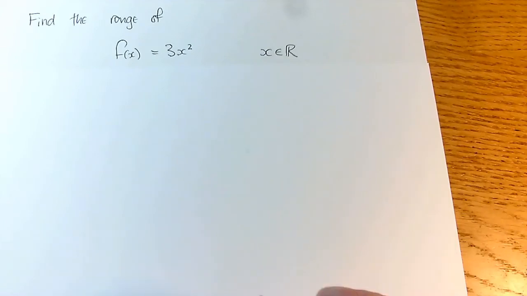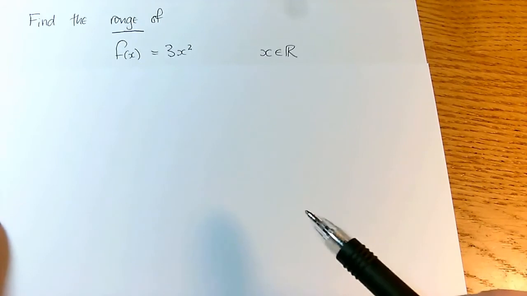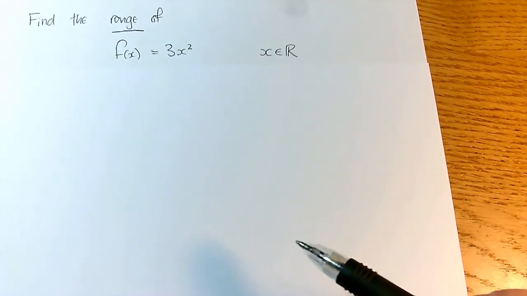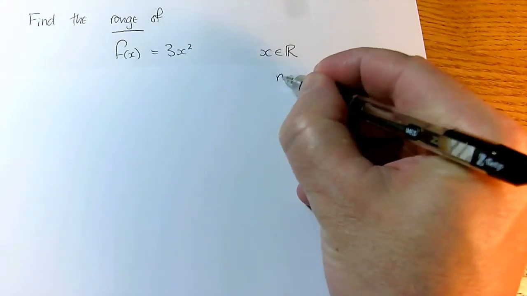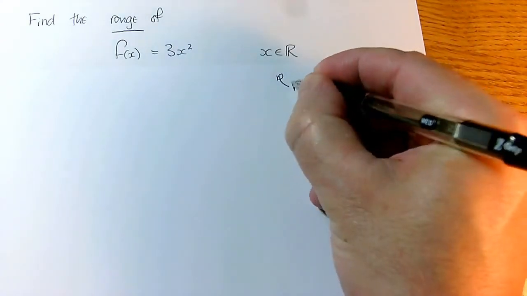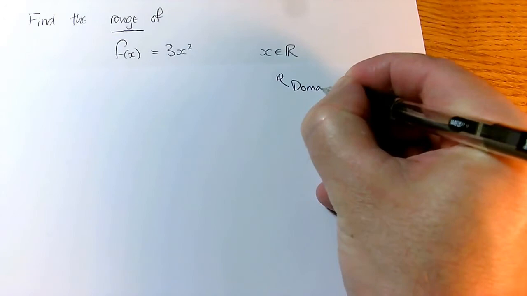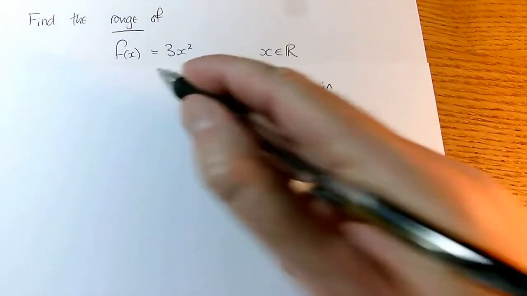Okay, this question asks me to find a range. Okay, what does that mean? The range is a set of values we can get out of a function. Okay, the domain of this function is given here. The x belongs to R. This is the domain. That means I'm allowed to put any real value of x into this function.